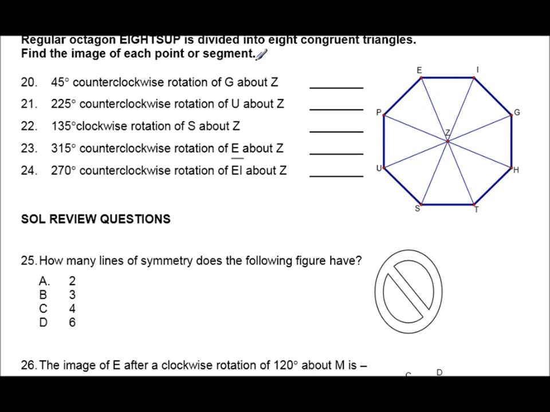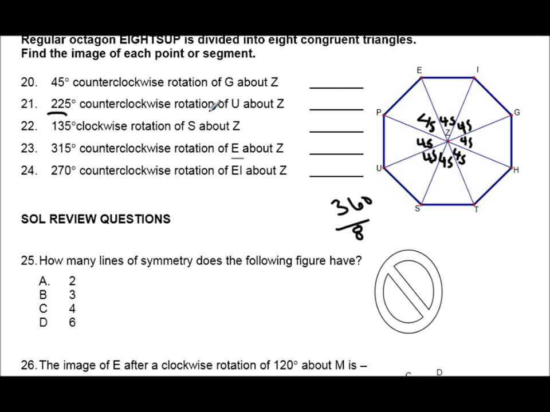Okay, so we have a regular octagon divided into 8 congruent triangles. To find the image of each point or segment using rotations, we first have to figure out what each of those central angles is equal to. So we take 360 degrees, because we know all the angles centered around a point add up to 360, and we divide that by how many angles there are, which is 8. So we get a total of 45 degrees for each central angle. Now when we're answering the questions, we just have to calculate how many 45-degree turns that's made up of.